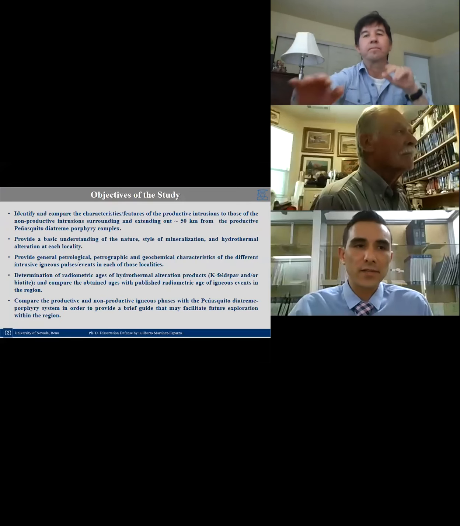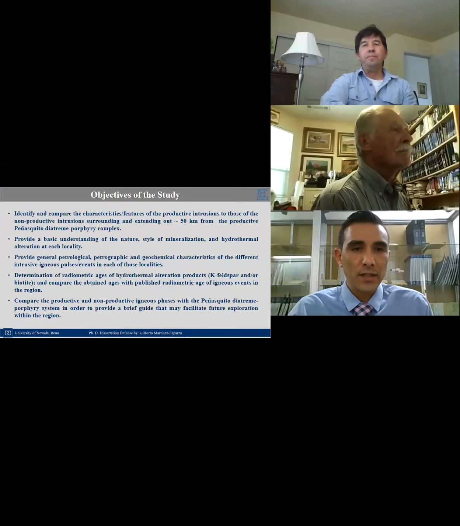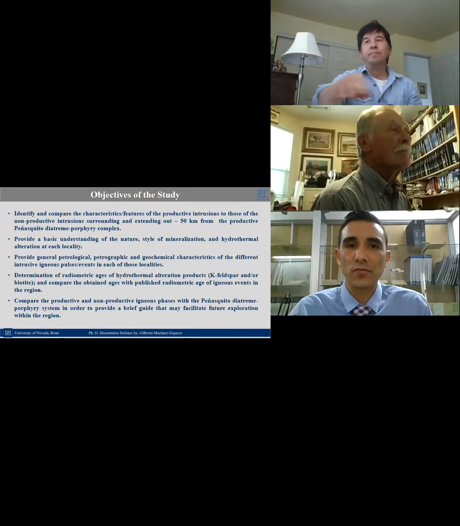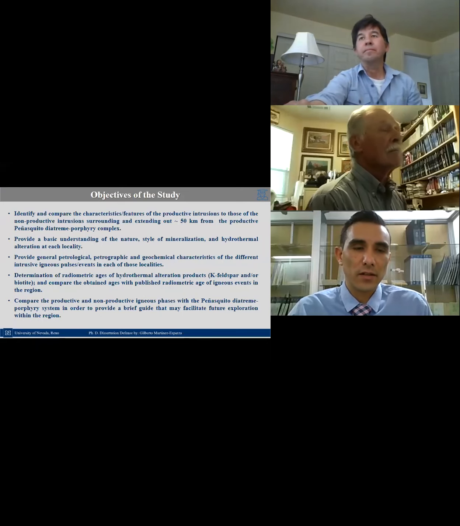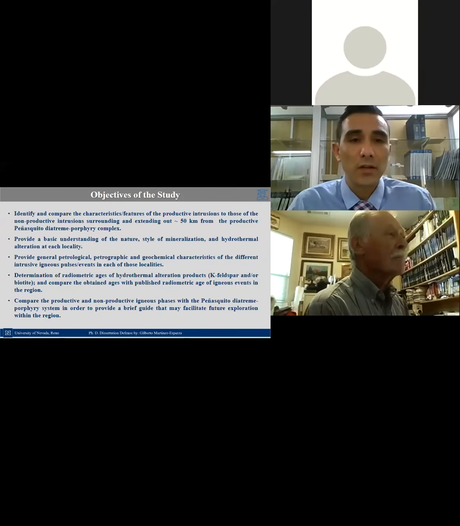The objectives of the study are to identify and compare the characteristics and features of the productive intrusions and the non-productive intrusions surrounding and extending out up to 50 kilometers from the productive Peñasquito diatreme-porphyry complex.